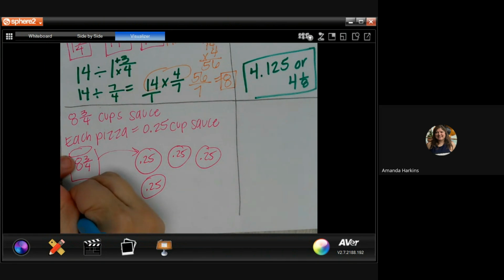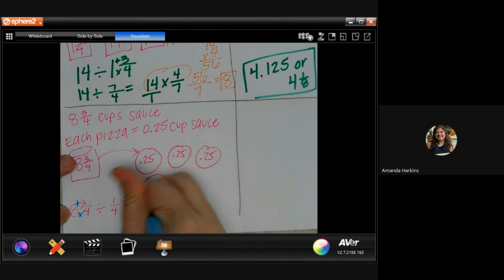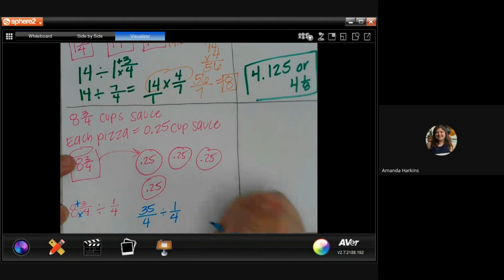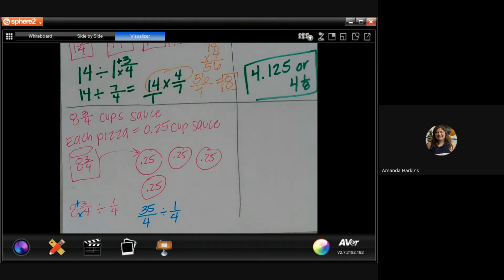Remember, we're going to make this an improper fraction. So 8 times 4 is 32, plus 3 is 35. So we have 35 over 4 divided by 1/4. Oh, I'm sorry. You are going ahead and solving. So we're going to pause it and you're going to check your answer in just a minute.